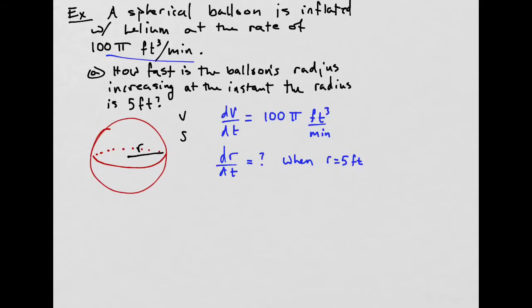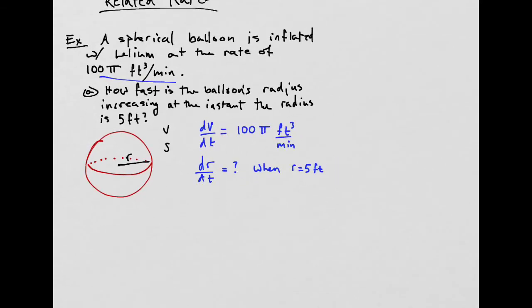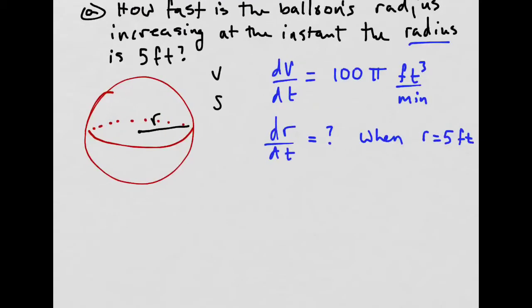And then the next thing to do is to write down an equation that relates these variables. Now in this case, it's talking about how fast the balloon's radius is increasing the instant the radius is 5 feet. Okay, so we're trying to relate the radius and the volume of the balloon. So based on what the question is asking for, I know that I have to relate the radius and the volume.